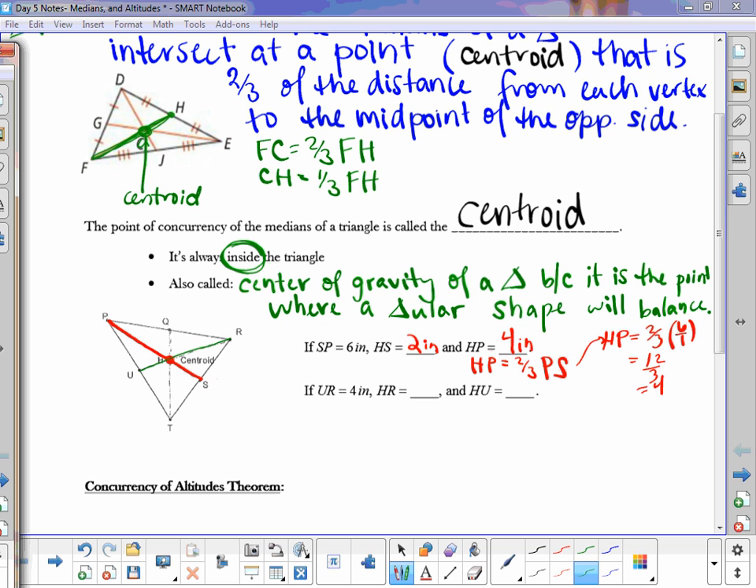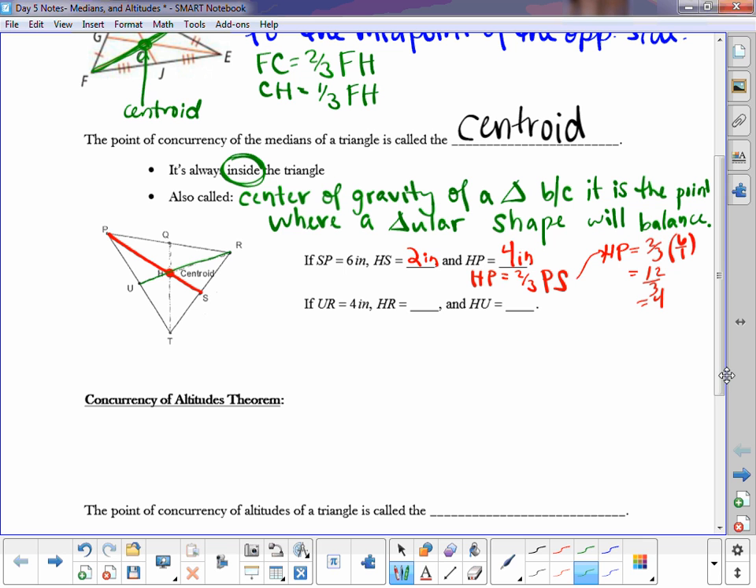All right, I'm hearing some good answers. We should have gotten 8 thirds inches. And what was my HU? 4 thirds inches. So again, when the numbers start to get a little tricky, it's not easy to think of what's a third and 2/3 of 4.